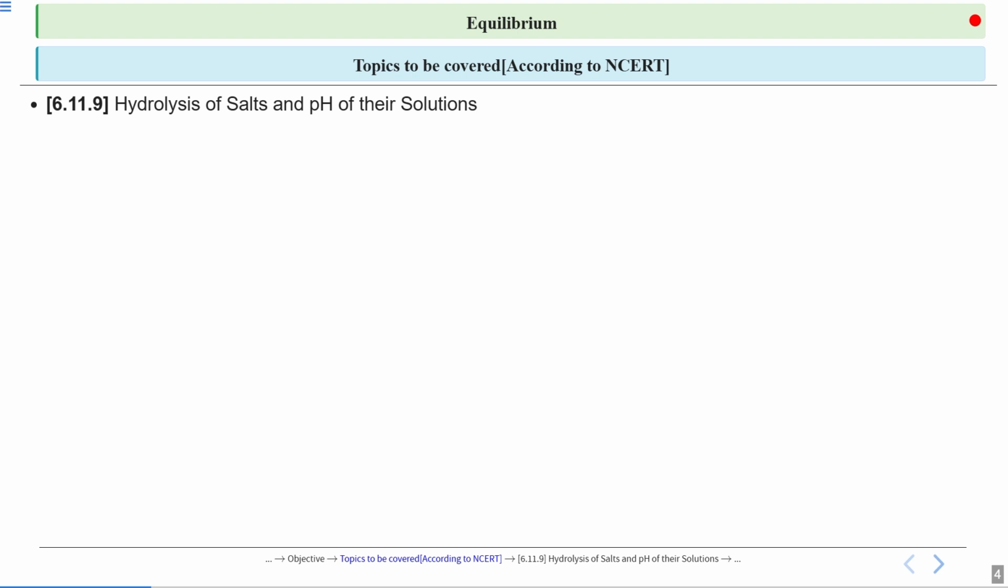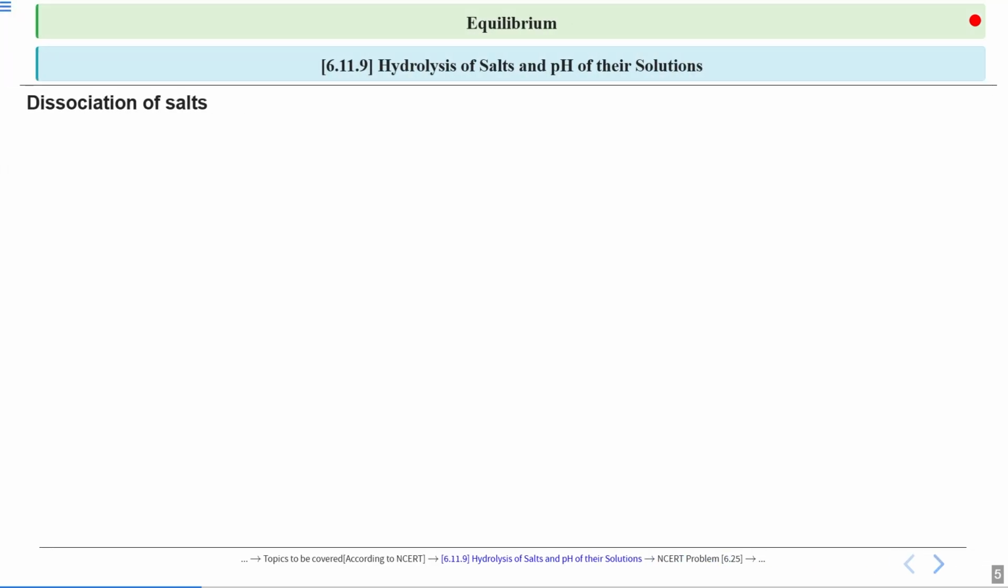If I talk about the specific sections of the NCERT that we are going to cover, it would be section 6.11.9, in which the topic is hydrolysis of salt and pH of their solution. Further, we will do a problem on the same, which is problem number 6.25 of the NCERT. So let's begin with the topic.